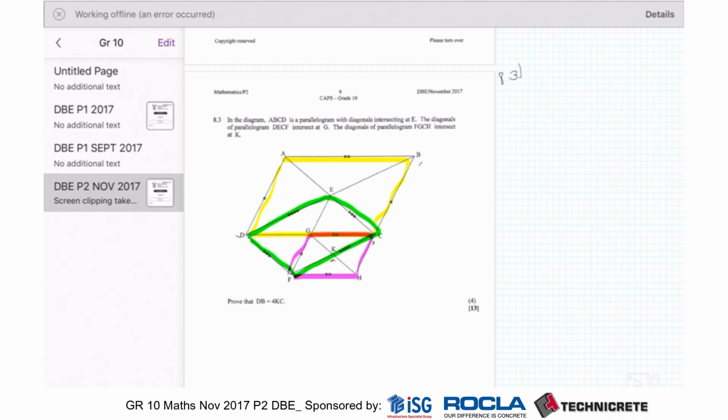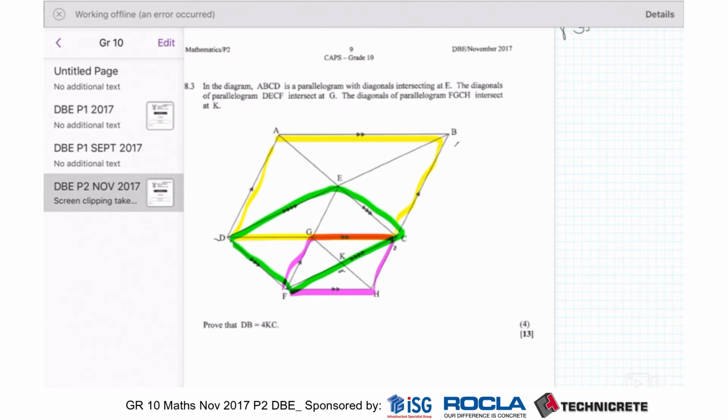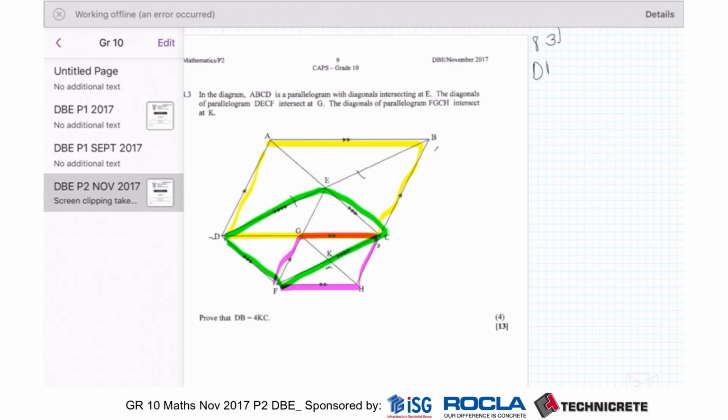So let's start with what we can see. So DB, we know that this is equal to this. So my DB is equal to 2 of DE. And the reason I'm using DE and not EB is because DE is a part of the next parallelogram that I want to go to. So essentially we're working from parallelogram 1 to parallelogram 2 to parallelogram 3 to help me create the ratio. Okay, so we're working from 1 to 2 to 3 to show that DB is 4 times the size of KC. Okay, so that is the first statement.